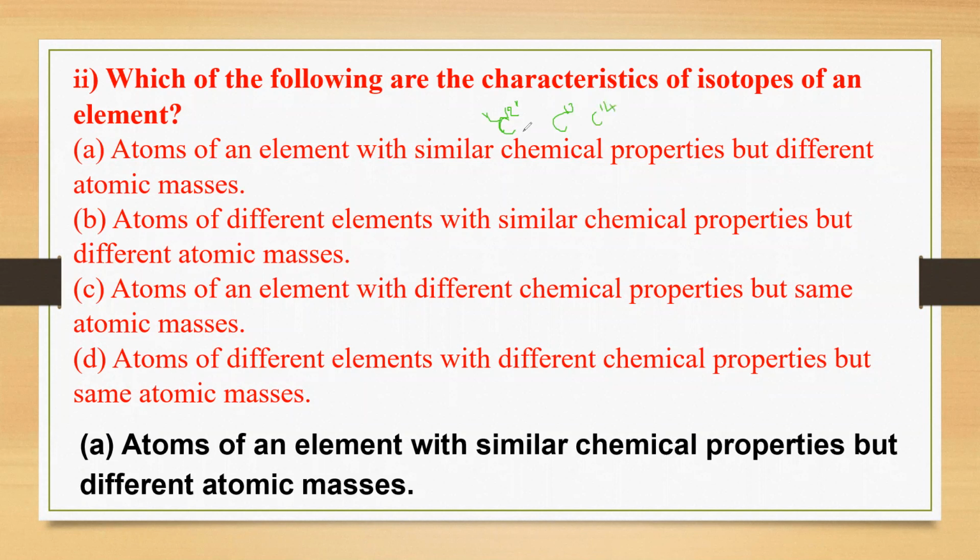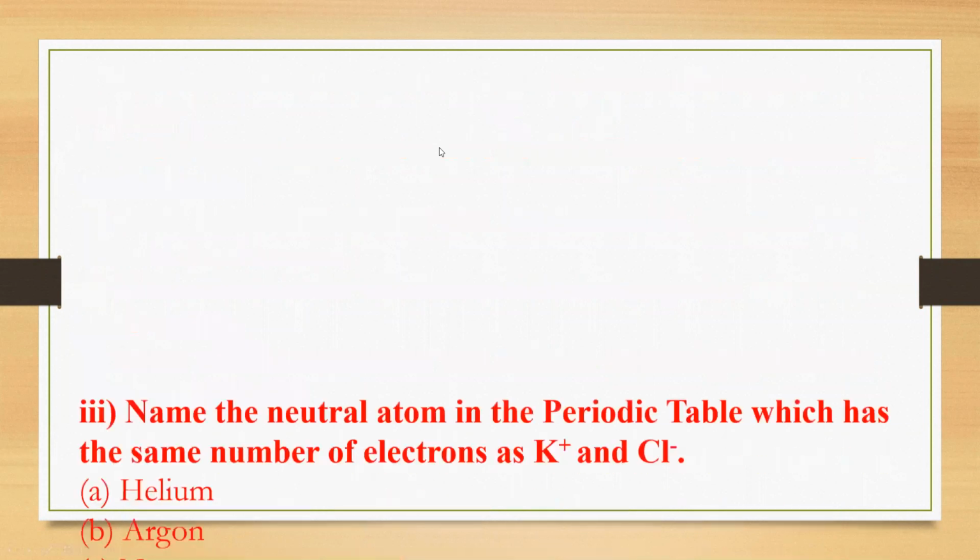Here you can see the atomic number is 6 everywhere. Everywhere the atomic mass is different, and the atoms are all of the same element, with similar chemical properties. Okay, this is the correct option. Next, move to another question. A is the correct option for this question. Move to the next question.